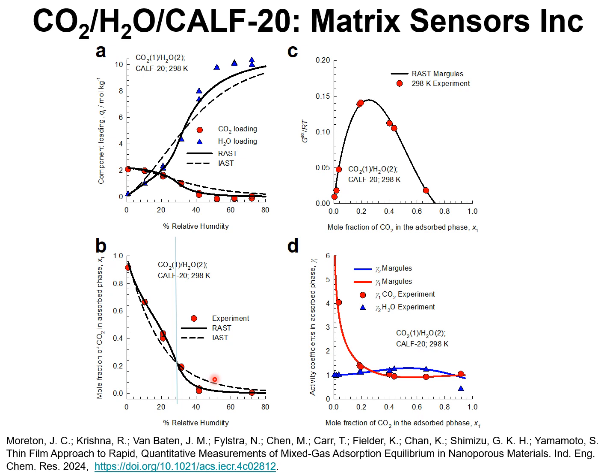The RAST modeling using the Margules model for activity coefficients is shown here by the continuous solid lines. These are the activity coefficients for CO2 indicated in red and for water in blue. This is the plot of the excess Gibbs free energy as a function of mole fraction of CO2 in the adsorbed phase. The experimental data, as reported by Matrix Sensors, is thermodynamically consistent. Further details are provided in the preprint I had referred to earlier.